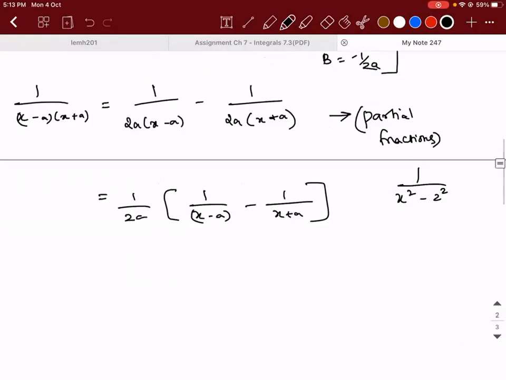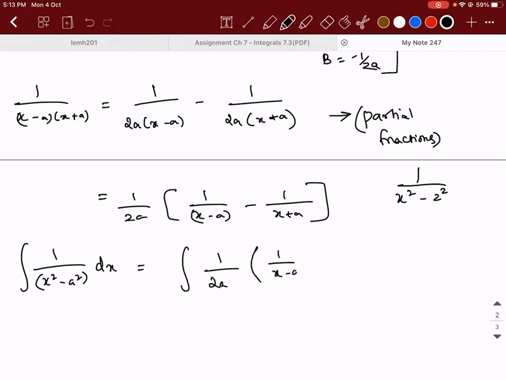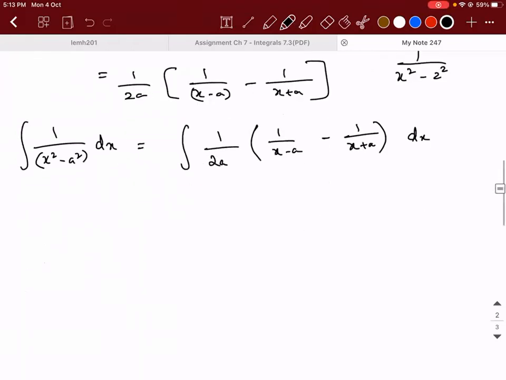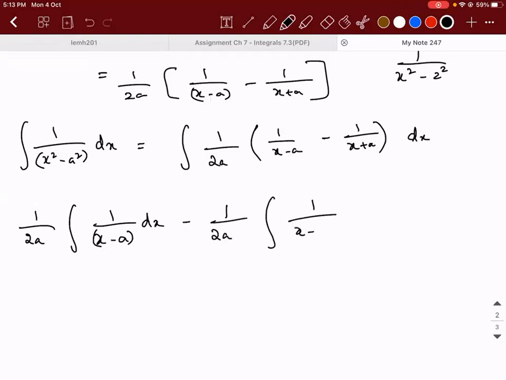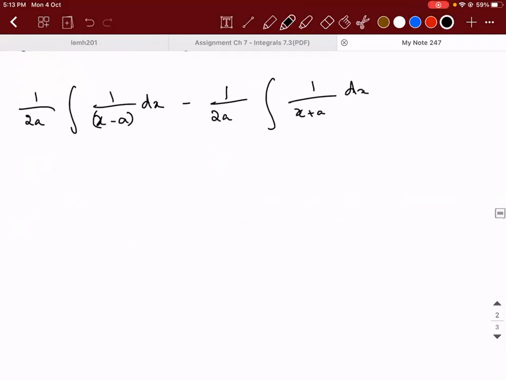Okay. So integral of 1 by x square minus a square times dx, can I write it as integral of 1 by 2a into 1 by x minus a minus 1 divided by x plus a times dx? So if I take that 1 by 2a outside, integral of 1 by x minus a dx minus 1 by 2a into 1 by x plus a dx. Can I write it like this?